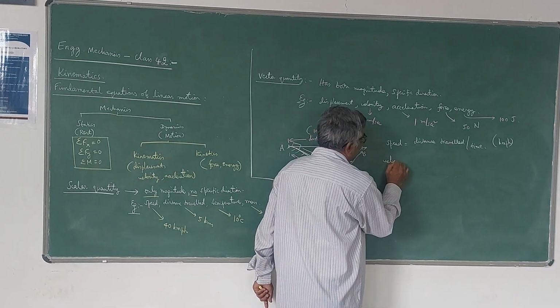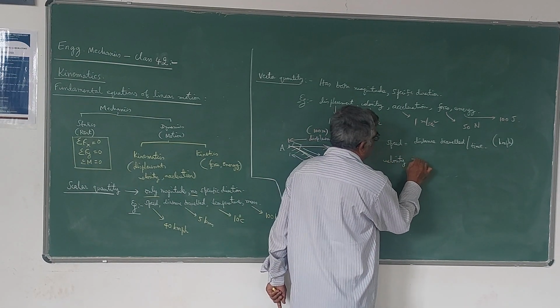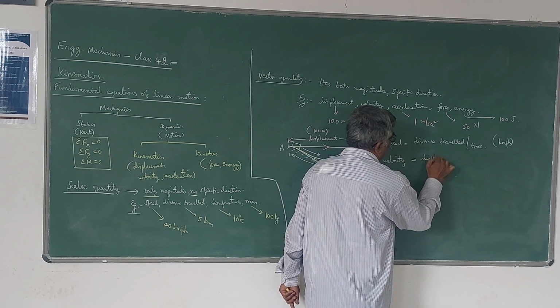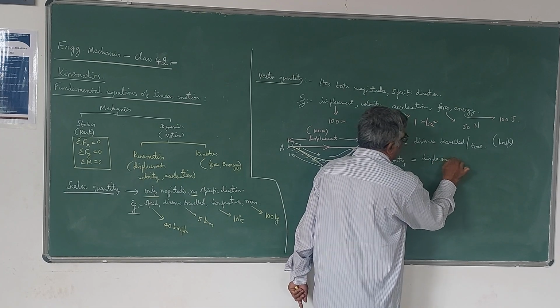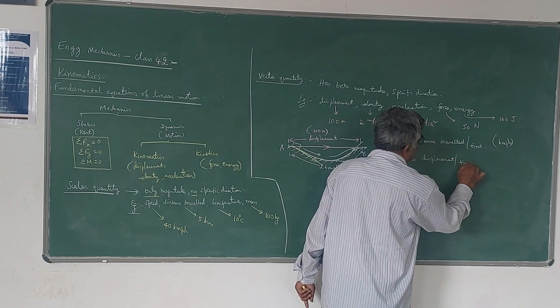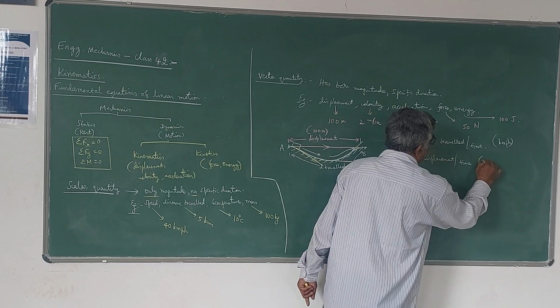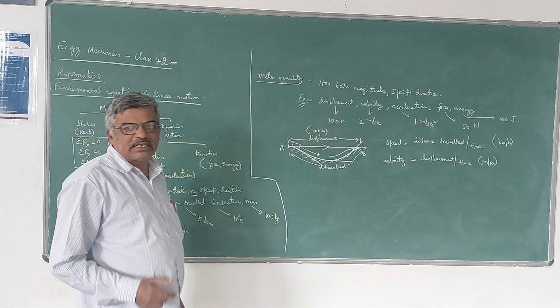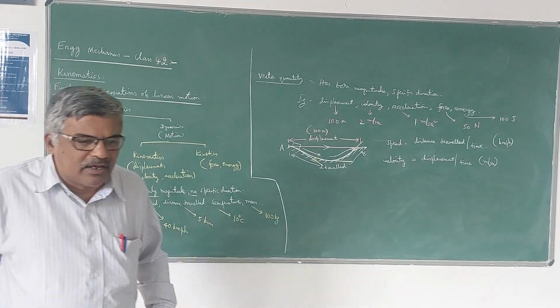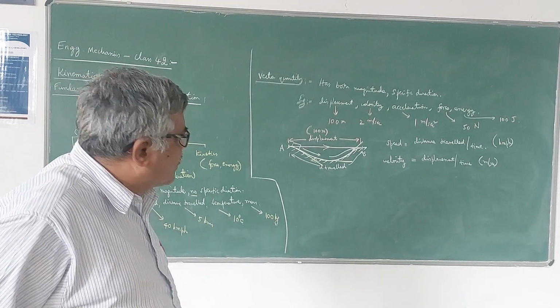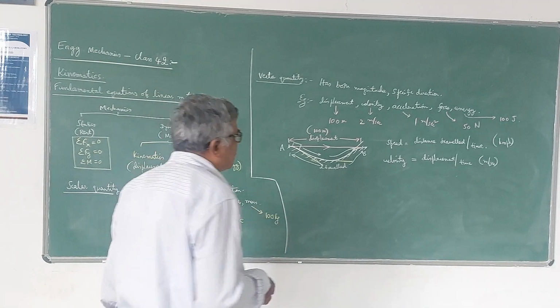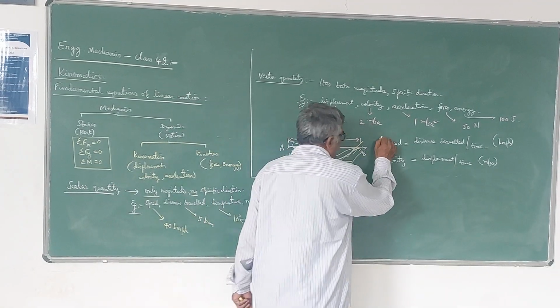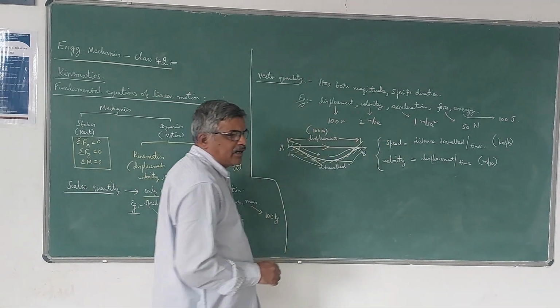Whereas velocity is nothing but displacement divided by time. So see the difference here, the difference between speed and velocity. Displacement divided by time. In SI units, the unit is meter per second. So whatever distance an object has covered per unit time in a particular direction, that is velocity. So this is the difference between speed and velocity.